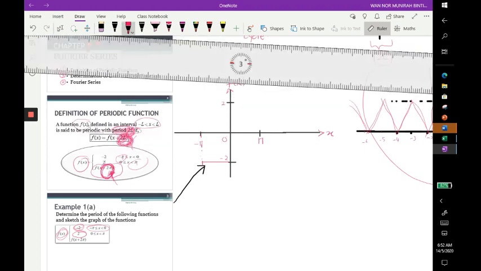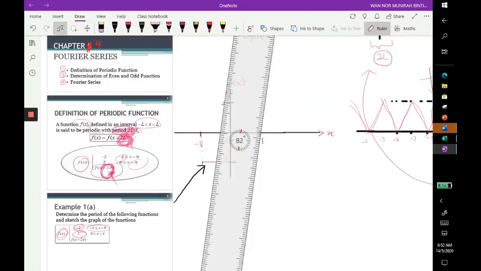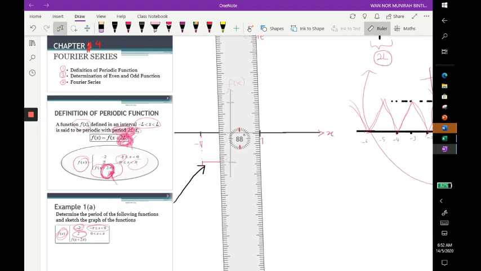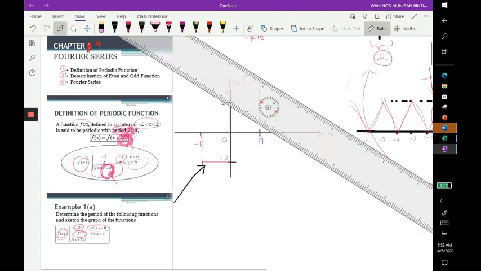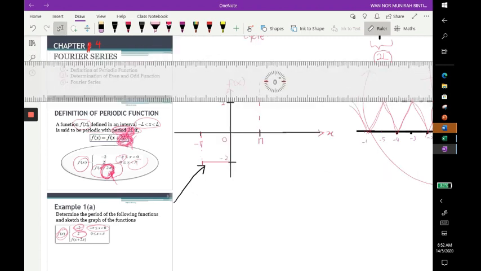So plot the graph like this, or you can just sketch the graph. So this is the point. So you have it like this.